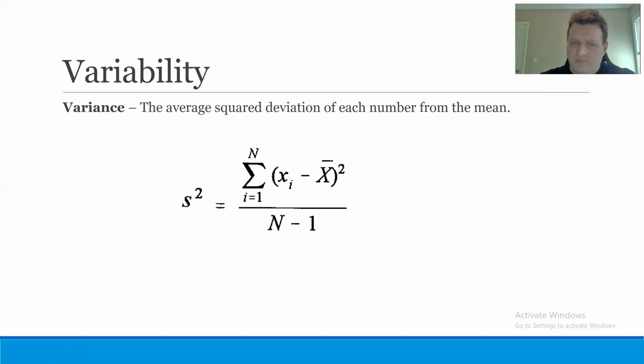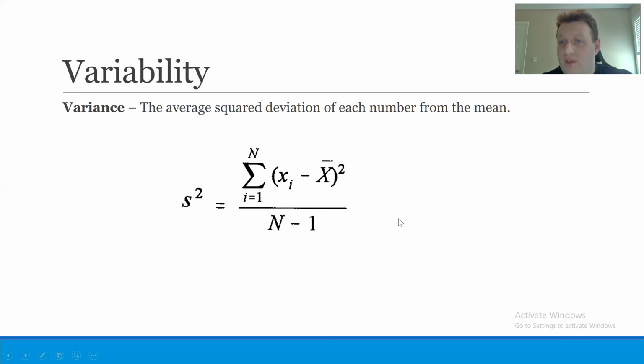And what we're doing is we're taking every individual score in our data set and subtracting it from the mean. And so when we do that, we take all of those scores and we square them, and then we add up all of those squared deviations from the mean, and then we divide it all by n minus 1. For this class, the denominator is always going to be n minus 1 because we're always dealing with sample means.